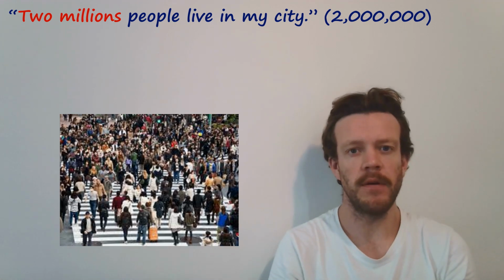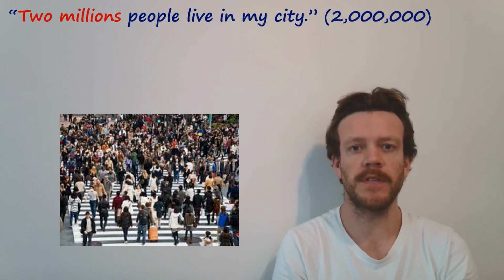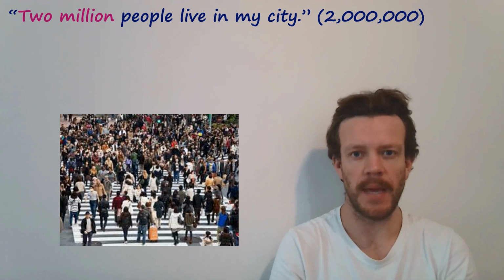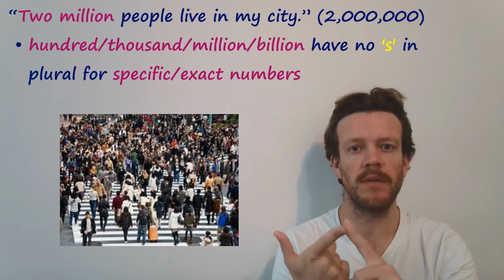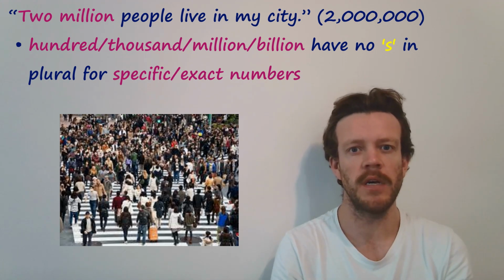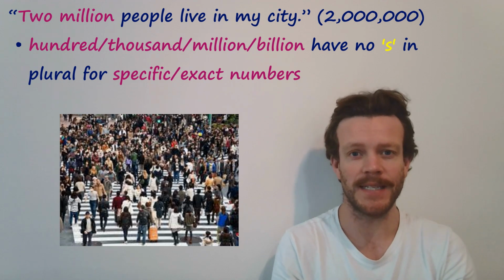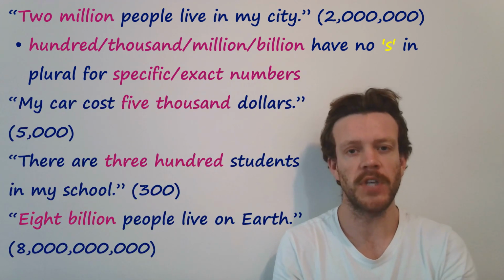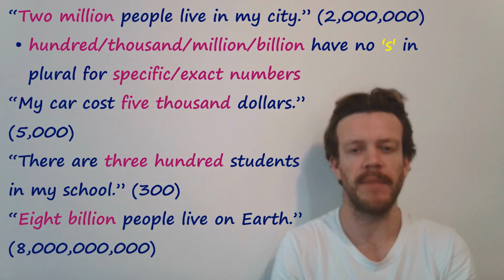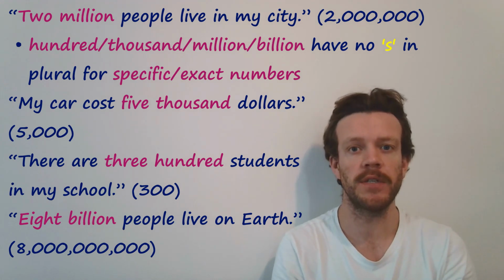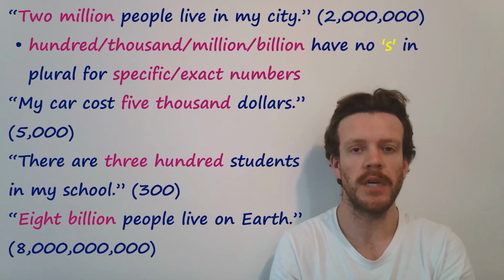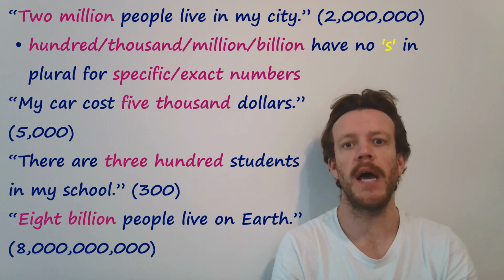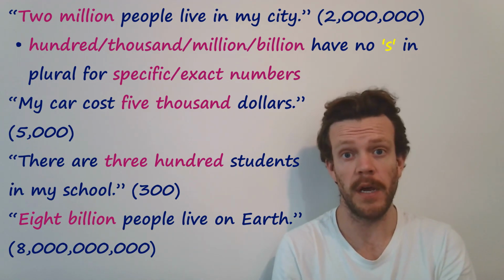This one I hear a lot. Well done if you said 2 million people live in my city. A million, but also hundred, thousand, billion, etc., don't take an S if they're plural. So, 2 million people live in my city. My car costs $5,000. 300 people go to my school, and there are 8 billion people on Earth.